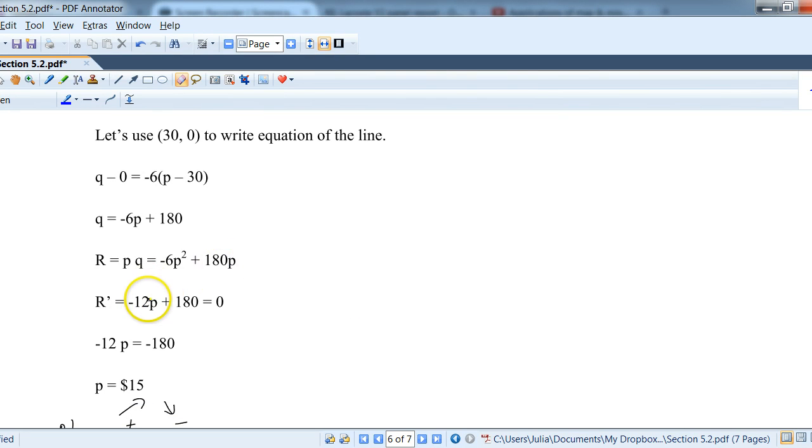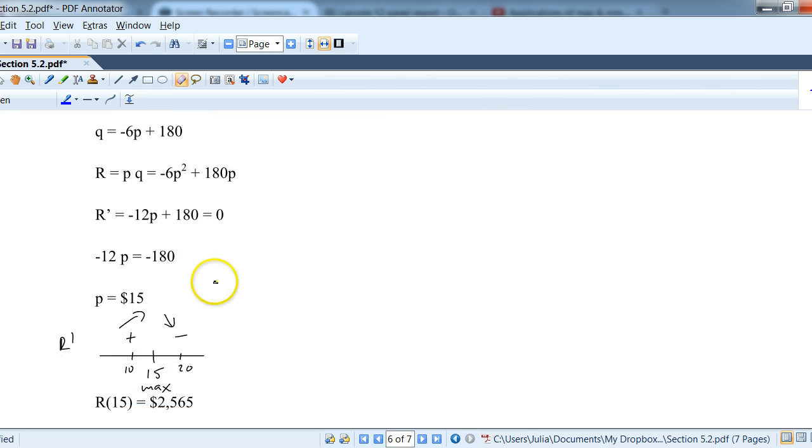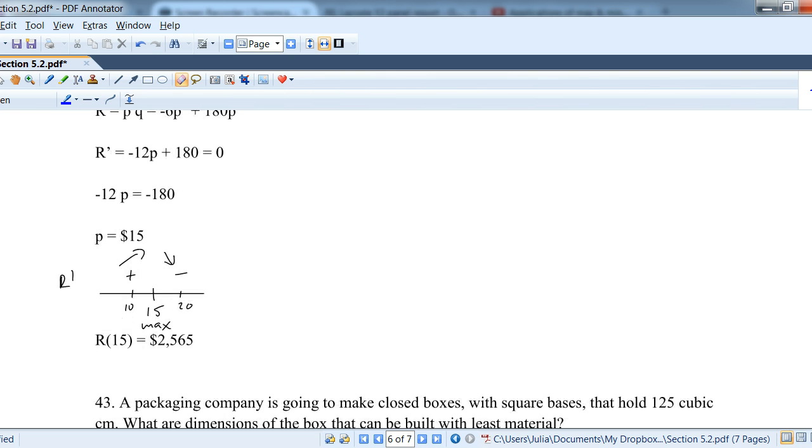But we can take the derivative, which is negative 12P plus 180. Once again, set it equal to 0, solve for P. So you get P equals 15. So it's definitely less than 30, but a little bit more than $10. And so I use $10 and $20 to check, make sure it's a maximum. And it is. And then you can plug 15 into your revenue equation, negative 6P squared plus 180P, and I get $2,565. So not bad for the underground textbook business, assuming you have a lot of them to sell.